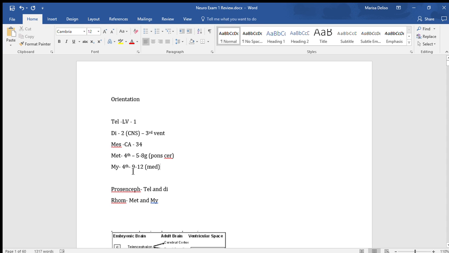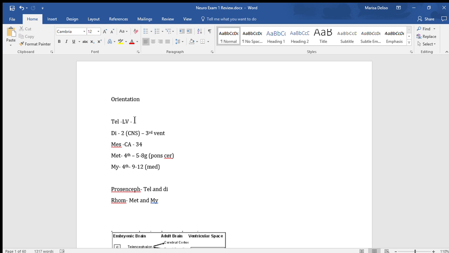So let's talk about embryo real quick. We know that we have kind of 5 divisions embryologically. We have our telencephalon, di, mes, met, and mi. What this allows me to do is not only understand the embryo of it, but also things like vasculature. I can make a lot of different connections about cranial nerves and of course my ventricular system. So one thing I want to bring up is please remember this.